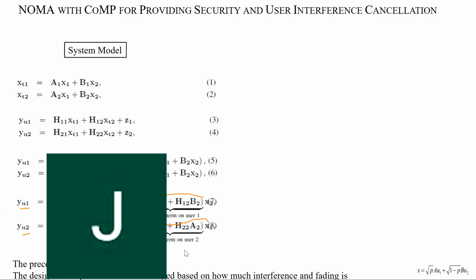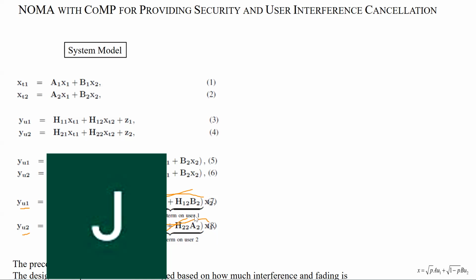And this is interference. This is the interfering term on user 2. So my design objective here is to get rid of this term and get rid of this term, so that user 1 can get his own data x1 and user 2 can get his own data x2. In this case, user 1 will not get interference from x2, and user 2 will not get interference from x1. So how to design the precoders then?